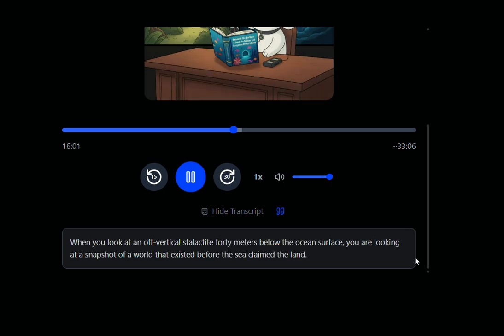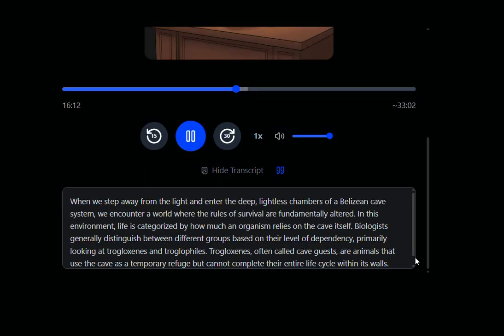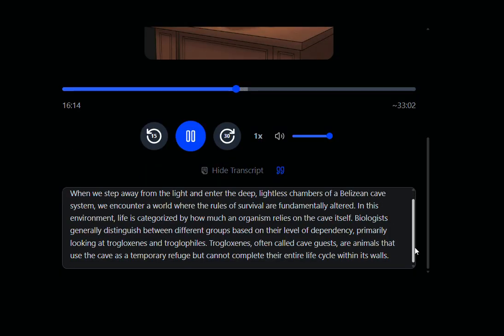When you look at an off-vertical stalactite 40 meters below the ocean's surface, you are looking at a snapshot of a world that existed before the sea claimed the land. When we step away from the light and enter the deep, lightless chambers of a Belizean cave system, we encounter a world where the rules of survival are fundamentally altered.